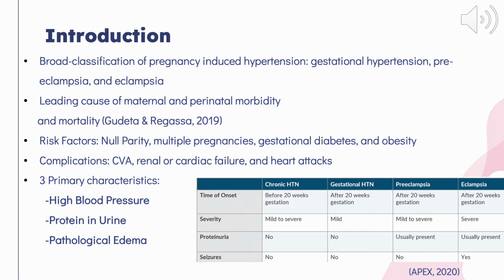Three of the primary characteristics that are common in pregnancy-induced hypertension include high blood pressure, protein in the urine, and pathological edema. There are a few considerable risk factors for pregnancy-induced hypertension, which include but are not limited to nulliparity, multiple pregnancies, gestational diabetes, and obesity. On the right, we have a chart to display a comparison of the various classifications of pregnancy-induced hypertension, and we will discuss it a little more in depth on the next slide.